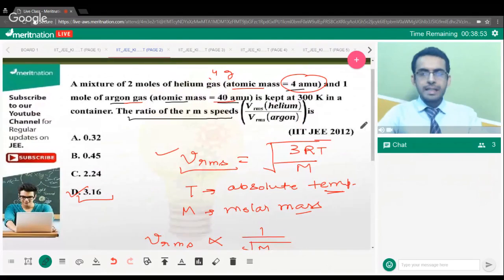It doesn't depend upon the number of moles. They won't affect, Meenakshi. Only root of 3RT by M is the formula for VRMS. So just apply the formula and you'll get the answer. Okay. Now let's see the other question.